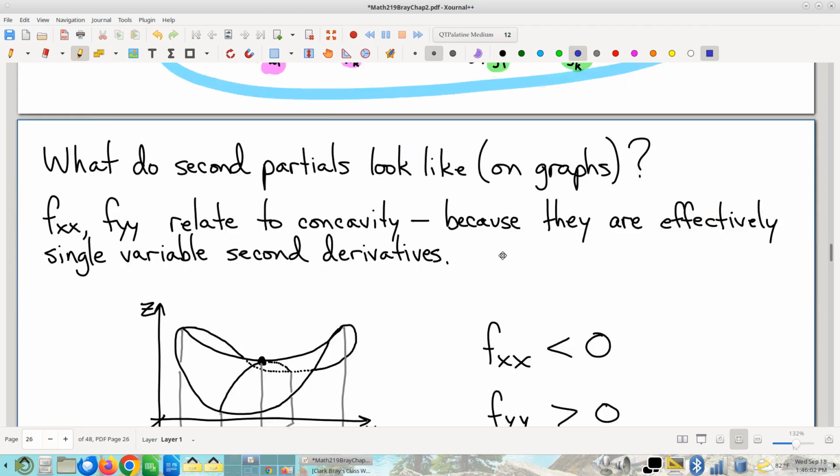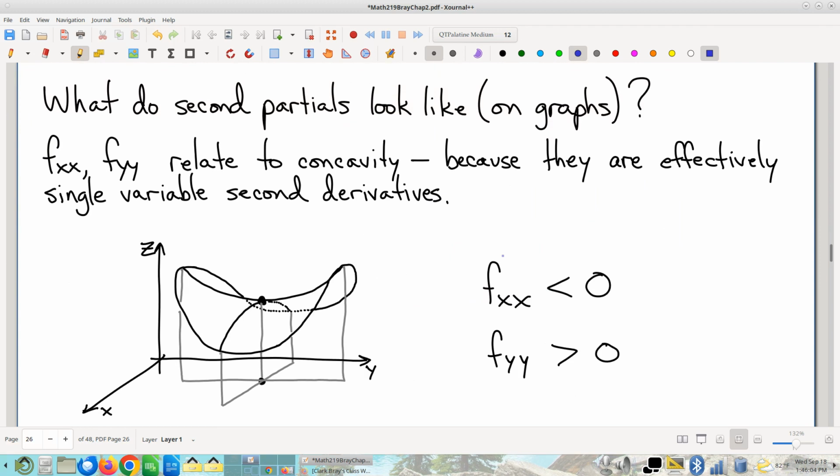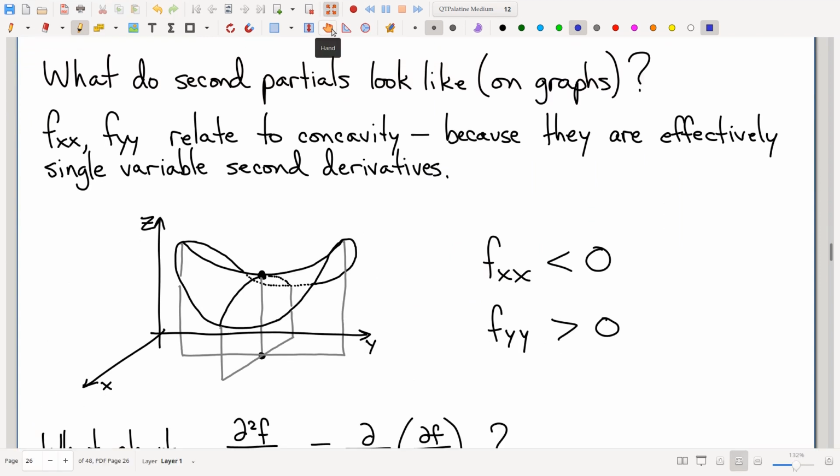Okay, next thing we want to talk about, what do these higher order partials look like? Again, if you want to use something, you have to have some sort of foot in the door of how it connects to the real world, or what it looks like geometrically, or something. Otherwise, it's just sort of algebraic games for no particular purpose. So what do these look like?